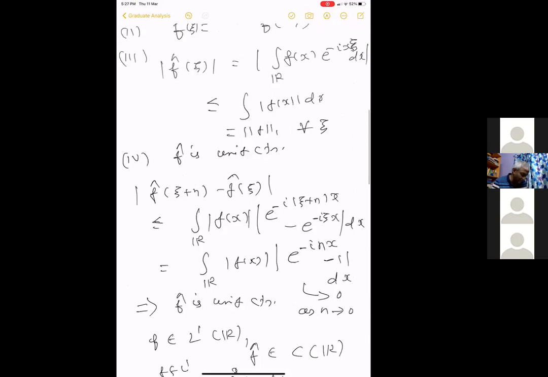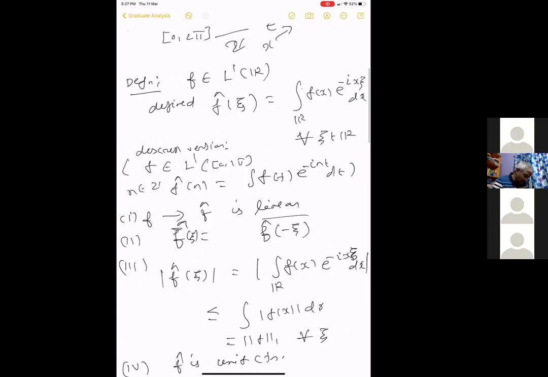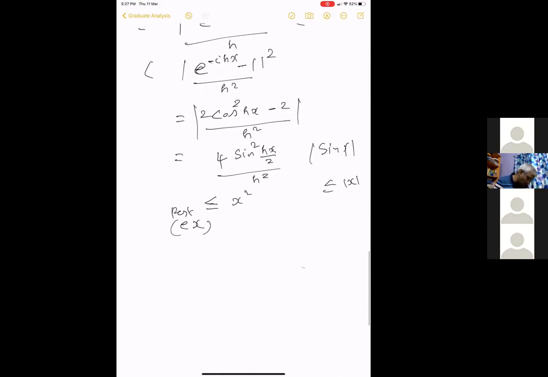So this is about differentiation, and I said something about integration also. Then there is something called convolution. We should be more careful about that.